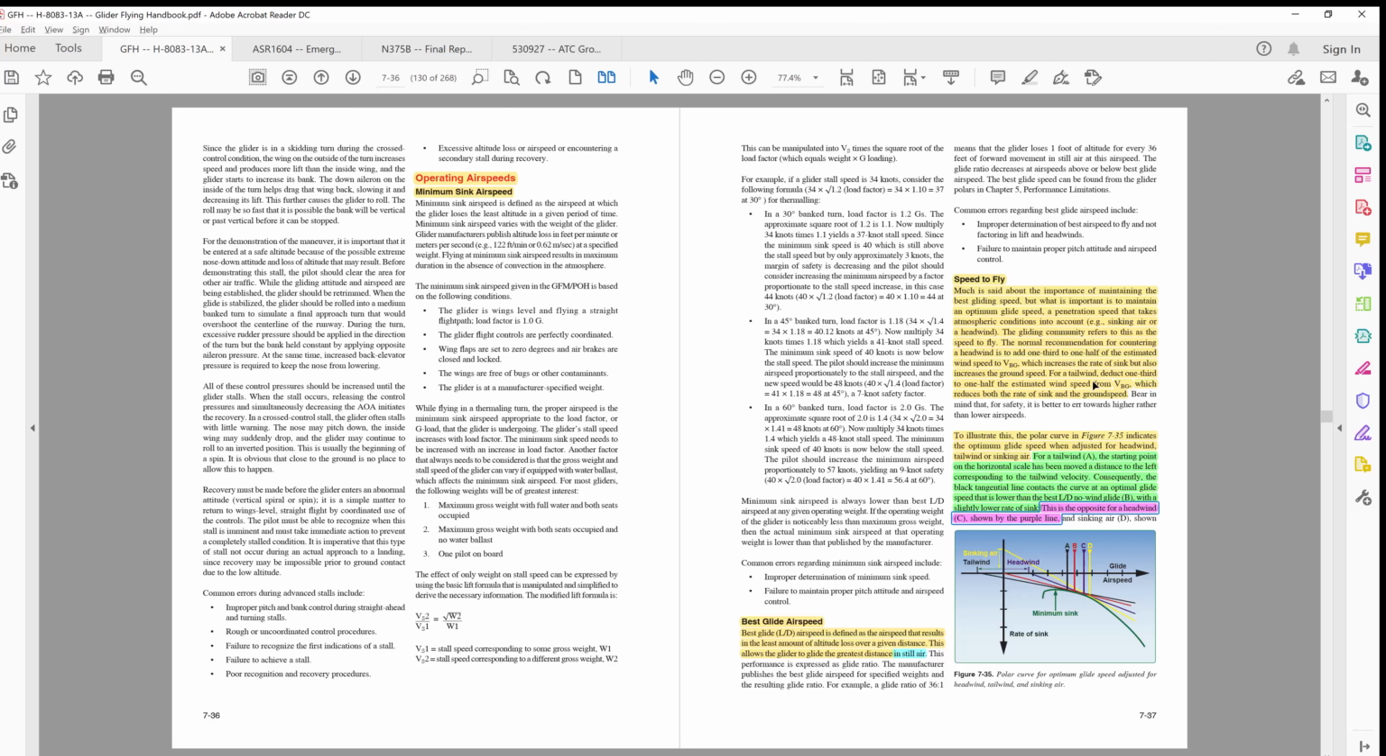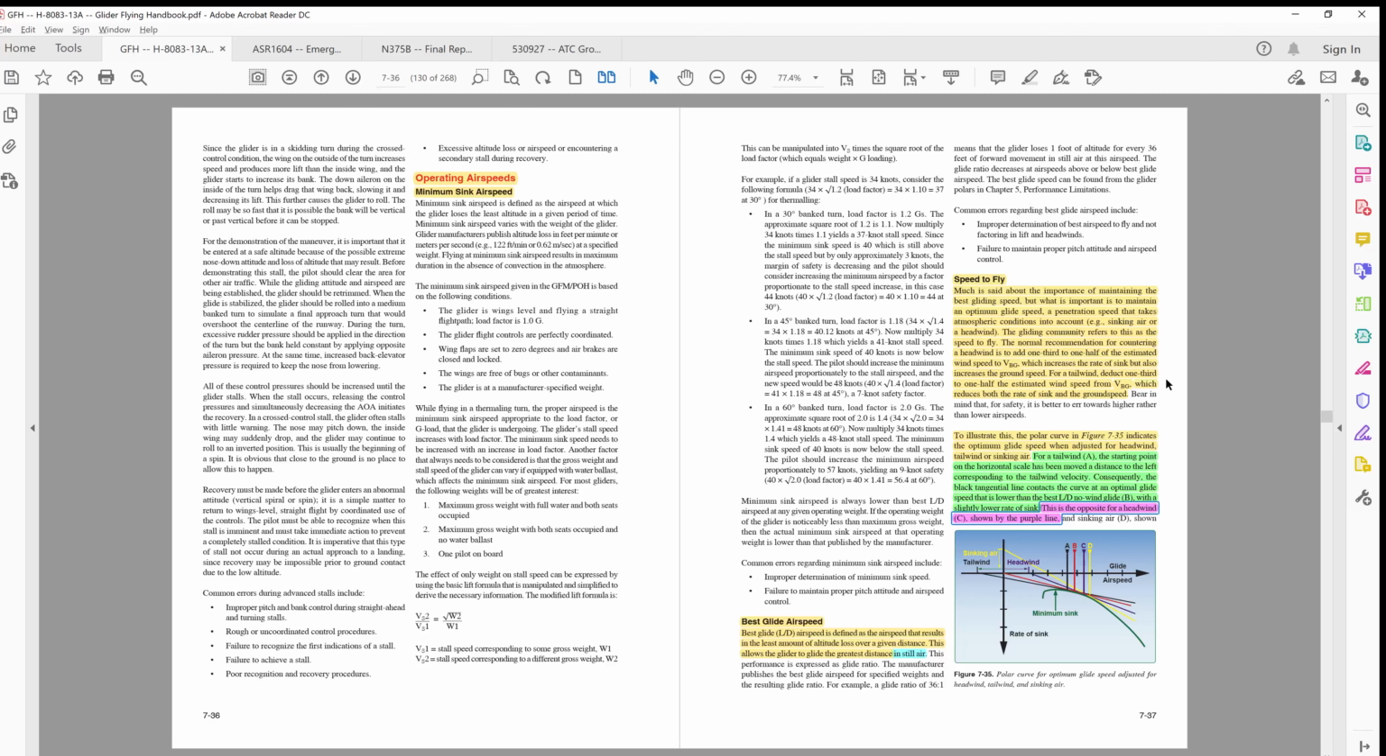If instead you're going to do a tailwind, you deduct about 1/3 to 1/2 the estimated wind speed from the best glide speed. Now that reduces both the rate of sink up to a point, unless you're ridiculously slow, okay? But it also reduces the ground speed that you would otherwise have, but you're now riding the tailwind and you're maximizing the time that the tailwind is really helping you. That's one way to look at it.